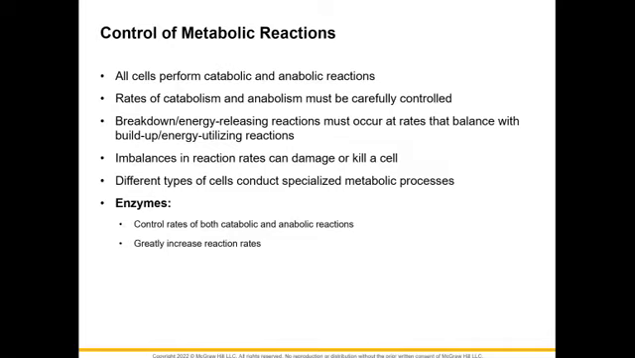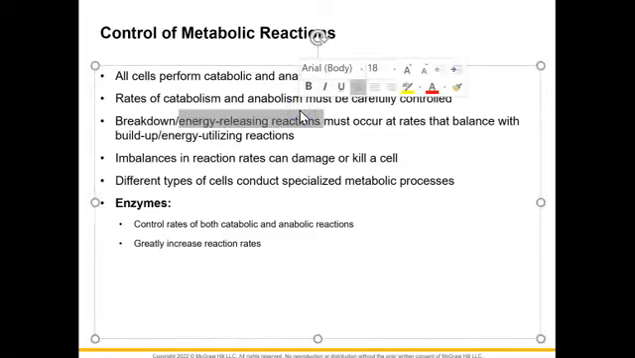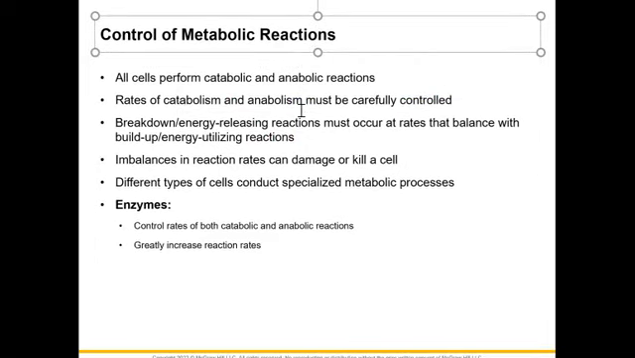If we start breaking down everything and not rebuilding anything, you can imagine that the cell would end up in a lot of trouble. On the other side of that, if we start building a bunch of stuff and don't actually break anything down, the cell is going to be just overloaded with these macromolecules. So we have to really carefully balance the rate of anabolic and catabolic reactions.